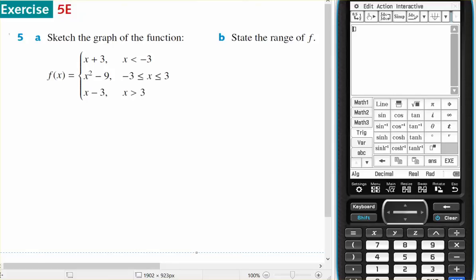This is for Year 11 Methods. It comes out of 5A, question 5. Sketching a hybrid or piecemeal function and stating its range. Okay, so let's see what it looks like on a calculator.